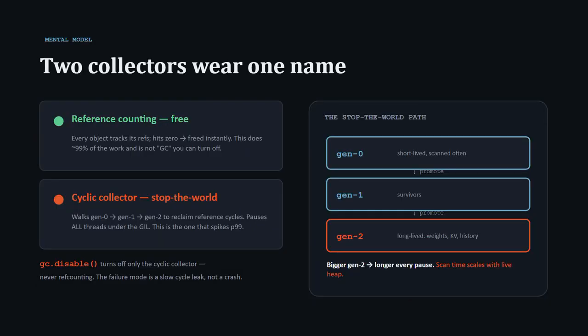Yeah, this is how the GC adds up latency. Here is a cyclic collector, where it pauses all the threads for a long period of time, which spikes up the P99 latency.